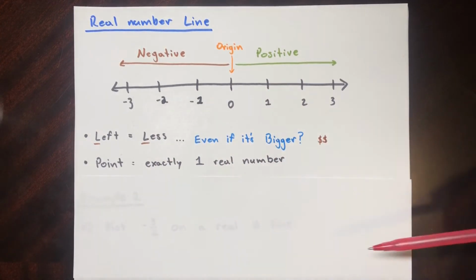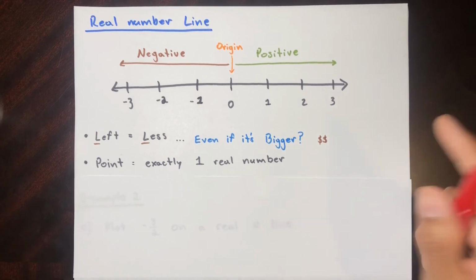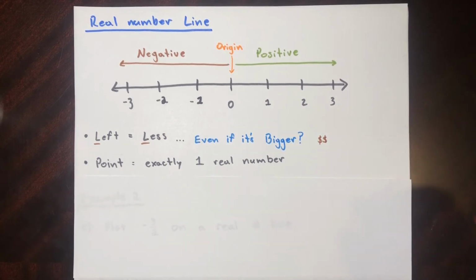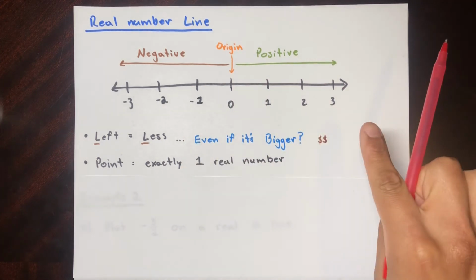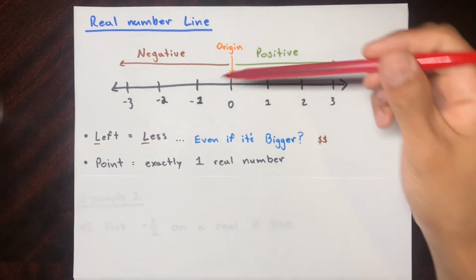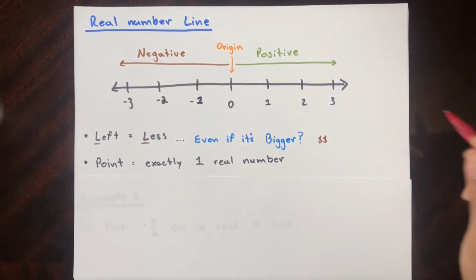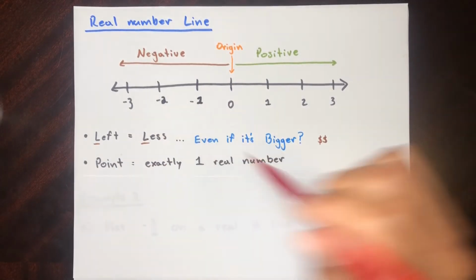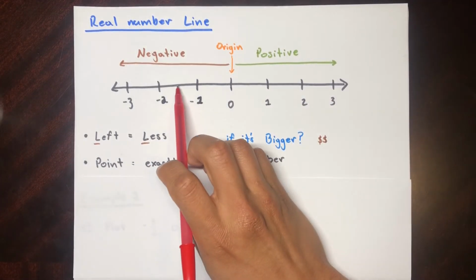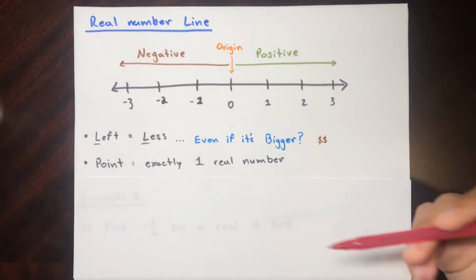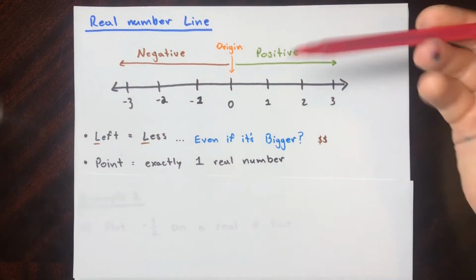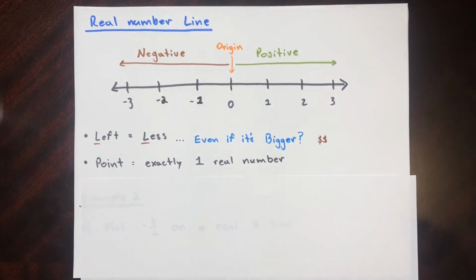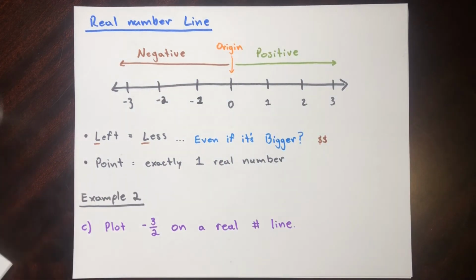Remember that any point on the number line is gonna be exactly one real number, okay? Points are gonna be exactly 1 point, not a range, okay, on the number line. So if I make a point right here, that's gonna be a point between -1 and -2. If I make it right in between them, that's gonna be -1.5, okay? Remember, the more left you go, the less it becomes, even though the numbers get bigger, okay? So that's pretty much it for that.